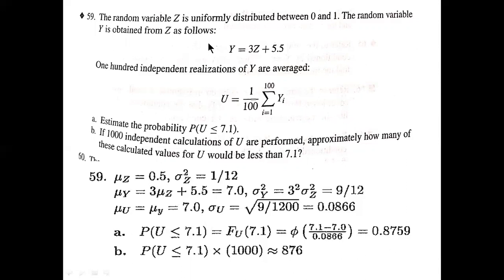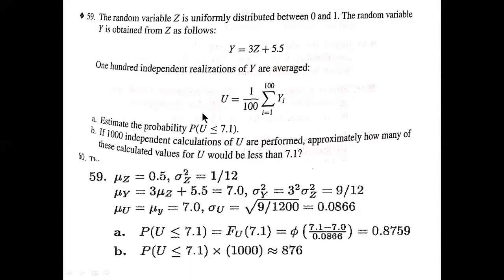Then the variance of y will be equal to 3 squared variance of z plus variance of 5.5, which is equal to 0. The mean of a constant is the constant itself; the variance of a constant is equal to 0. So variance of y will be 3 squared, that is 9, times variance of z, and variance of z is 1 by 12. So 9 by 12 is what we have for sigma y squared.